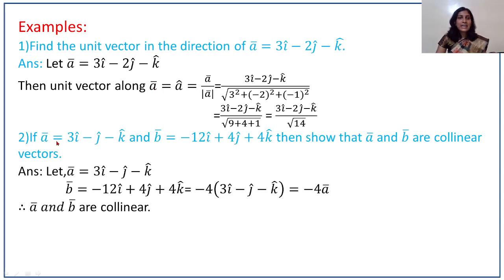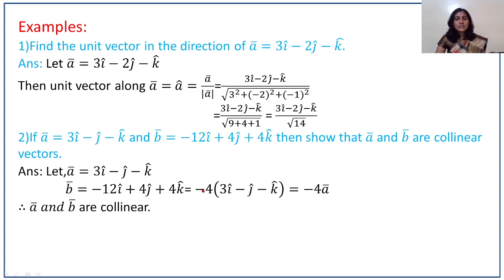Then next: if A bar is equal to 3i cap minus j cap minus k cap and B bar is equal to minus 12i cap plus 4j cap plus 4k cap, then show that A bar and B bar are collinear vectors. In the last note, we studied that if A bar and B bar are two collinear vectors, then one vector is equal to a scalar multiple of the other, right? So A bar is 3i cap minus j cap minus k cap. B bar is minus 12i cap plus 4j cap plus 4k cap.